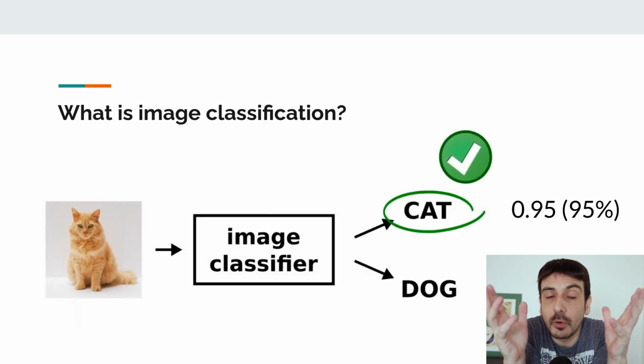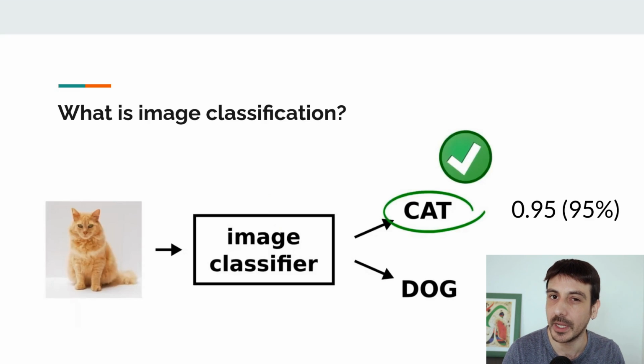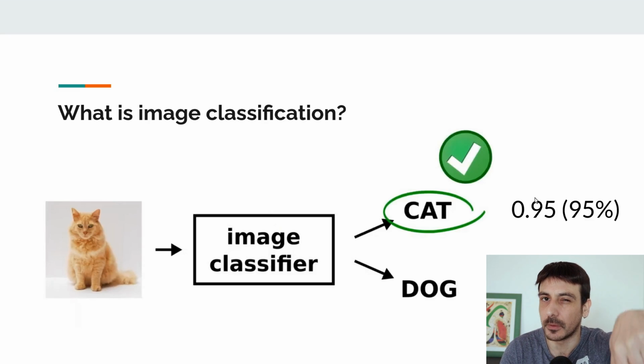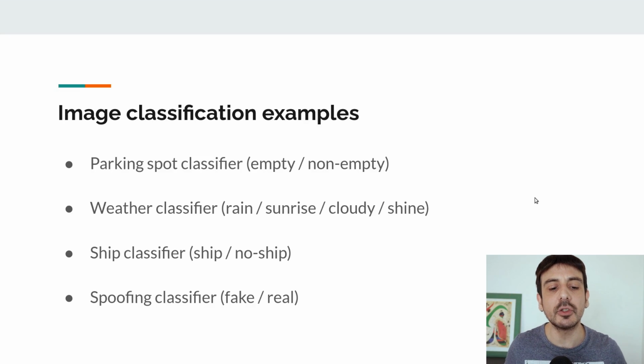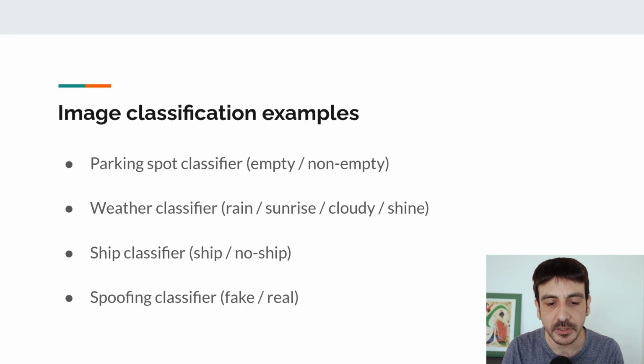The image classifier could be making a mistake. It's not 100% confident, but it's 95% confident, right? That's exactly what the confidence score means. We are making a classification and we are providing a value of how confident we are regarding that classification, right? Now let's continue. These are some very specific examples, some very specific applications of image classifiers.